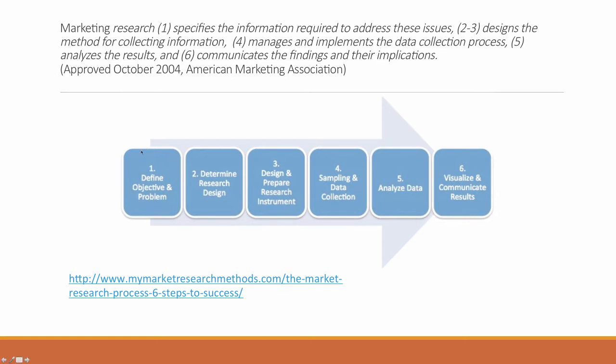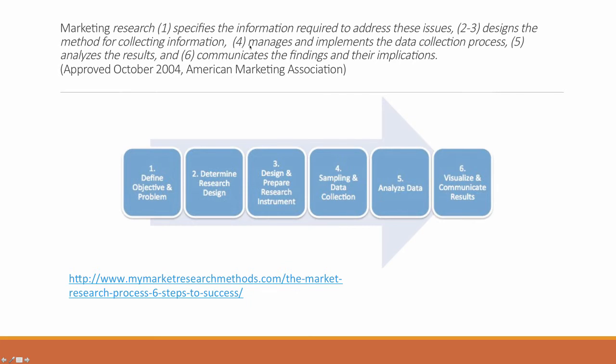So the first important part is to define what it is we need to know to be able to make our good marketing decision. The second and third steps of the 6-step process are to determine the research design. In other words, are you going to do a focus group? Are you going to do interviewing? Are you going to do observation? Are you going to do a survey? What type of survey? And then to design and prepare that research instrument. The AMA definition kind of combines steps 2 and 3 when they say designs the methods for collecting information.